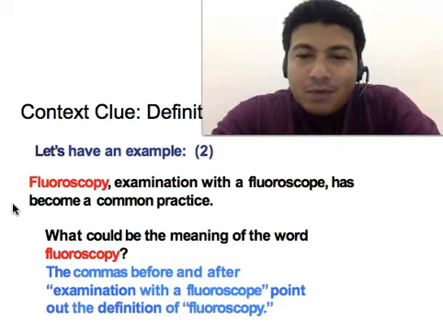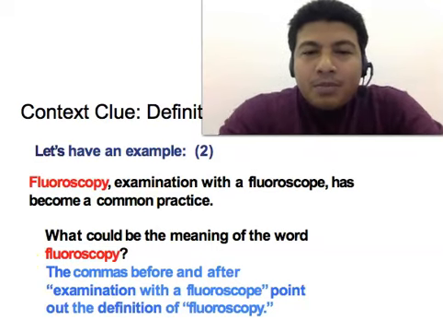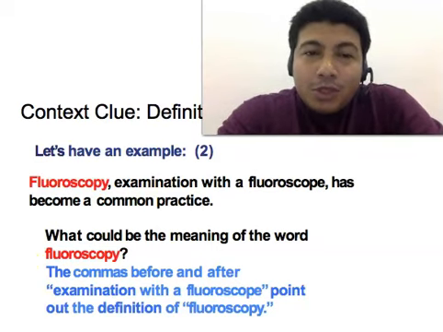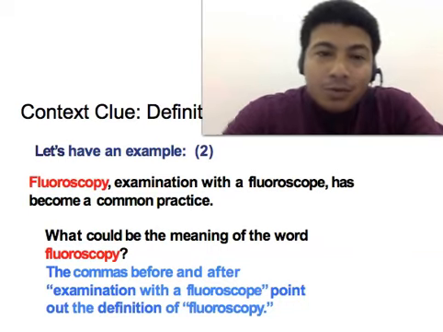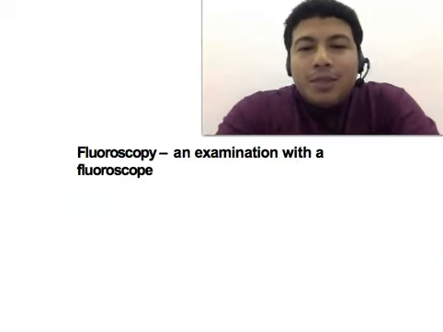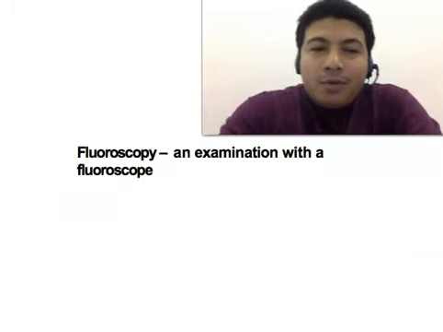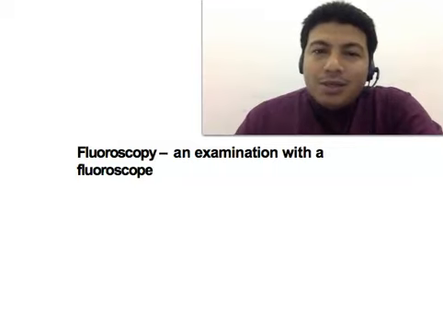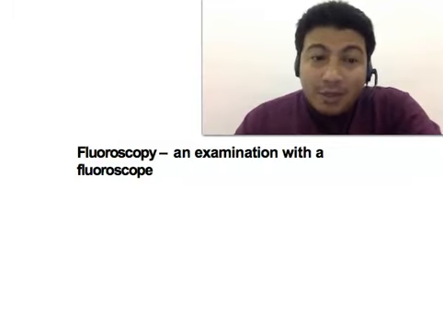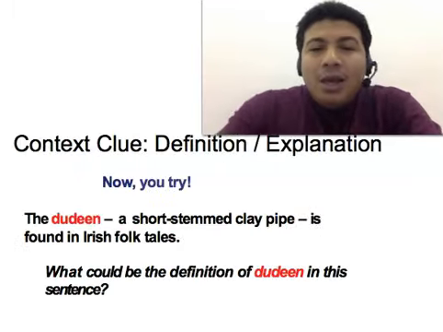So what is a fluoroscope? So a fluoroscope is a machine, the X-ray machine that we normally find in a hospital. So fluoroscopy is an examination with a fluoroscope. So the definition of the word fluoroscopy is given in the same sentence.